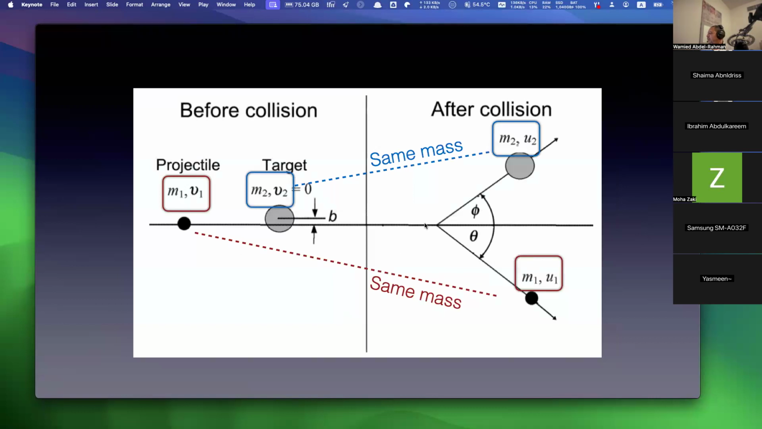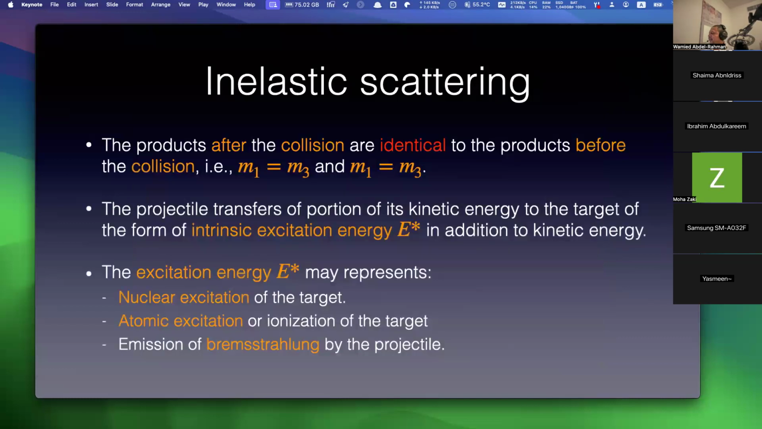So here is the diagram again. These two particles are the same, and these two particles are the same. So that's for elastic scattering. In elastic scattering, we would expect the products after the collision to be identical to the products before the collision. Again, M1 equals M3, and M2 equals M4.